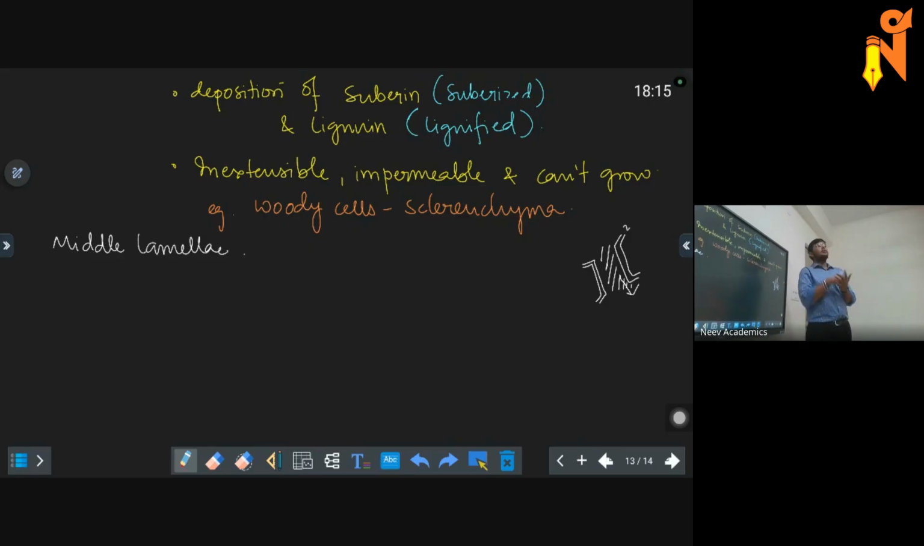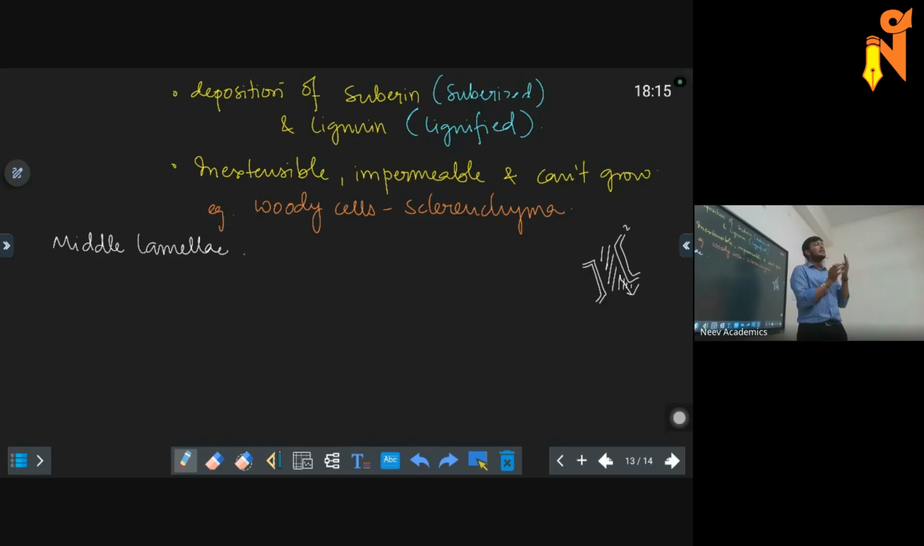Clear? Next point. Middle lamella as a structure is made up of calcium and magnesium pectate deposition, secreted by the plant cells. Now, middle lamella eventually degenerates during the ripening process. That's why if you take a raw mango, it is very tough. You cannot press it with a finger and it does not have a soft texture. But if you take a ripened mango, it has a very soft, gummy texture.